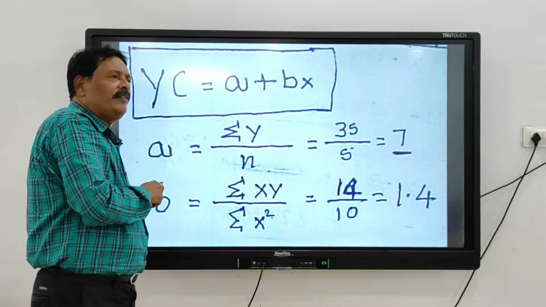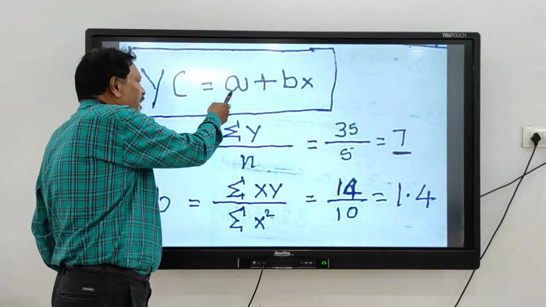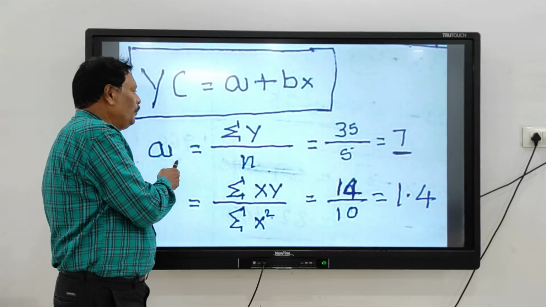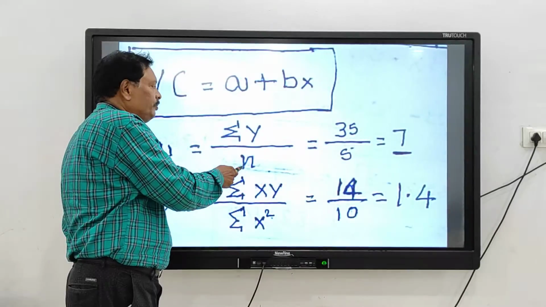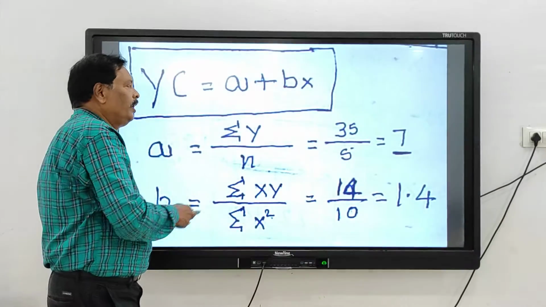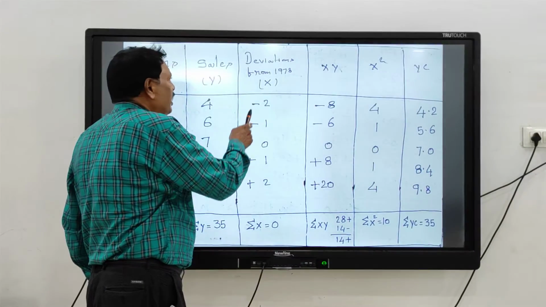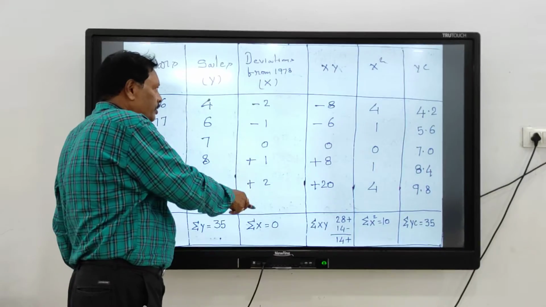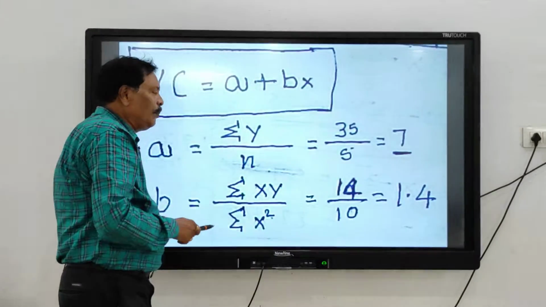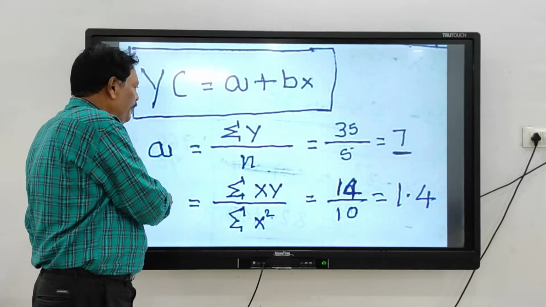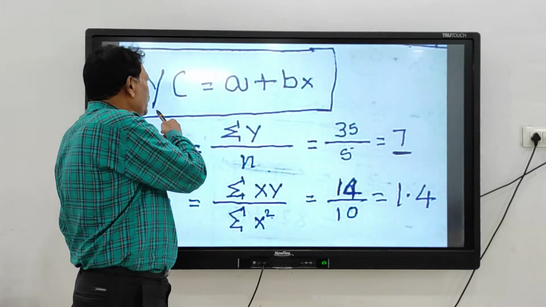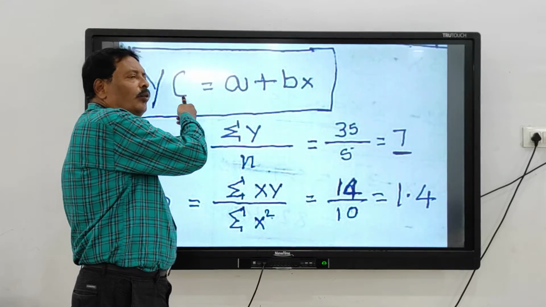For calculating YC values, separately you can calculate A value and B value. For A value, the formula is sigma y by n. For B value, the formula is sigma xy by sigma x square. X is already calculated in the statement. The deviations are nothing but x values. With the help of this A and B and the already calculated x values, you can easily find out the YC values.